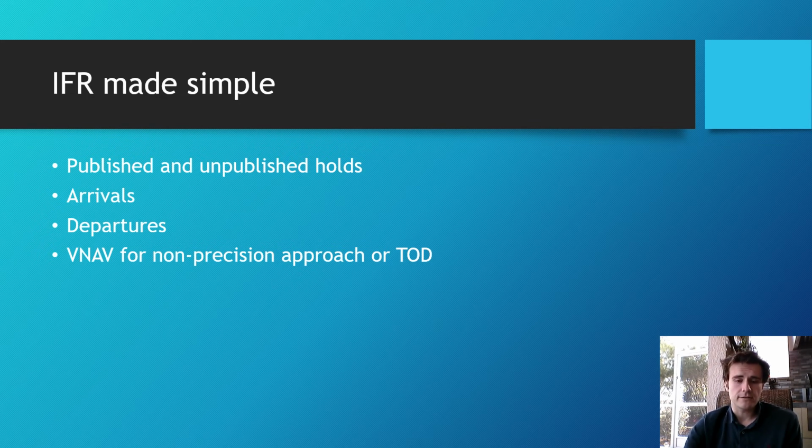And then VNAV for a non-precision approach, or top of descent. This is insane. I love the VNAV feature for a non-precision approach. I wish I had it during my instrument training. Basically, if you can guess that your ground speed is going to be, let's say, 90 knots, then you can use that little tool: 90 times 5 is 450. So you need about a 450 descent rate. You can go ahead and program that in for your G1000, and it just makes flying that approach incredibly easy.